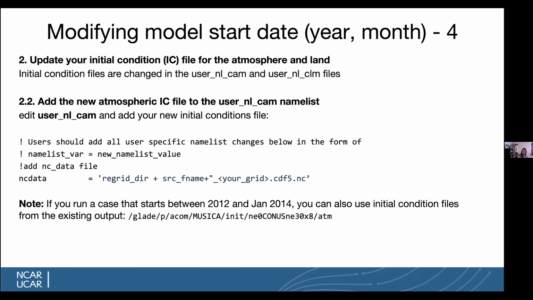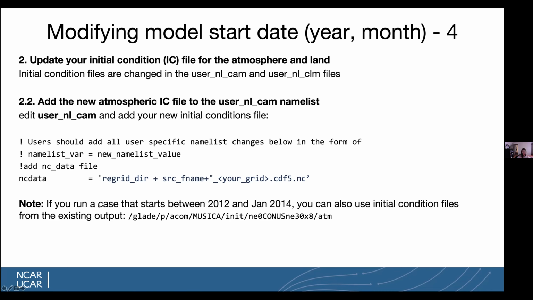So now we have our new initial condition file. And how do we let the model know how to use it? We do this by modifying what is called the user NLCAM file, and also later the user NLCLM file. So these are the namelist files that define specifics of the model run for the atmosphere and also for the land. So for the atmosphere, in order to add our new initial condition file, we added to our user NLCAM file, which initially is empty. If you want to add something, you just add this line, and then it will use, which we call the NC data file, which is the initial condition file for the atmosphere.